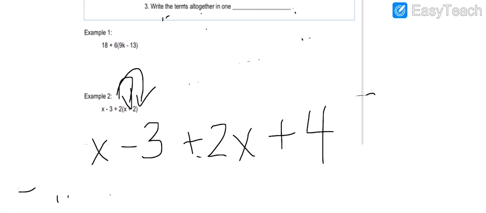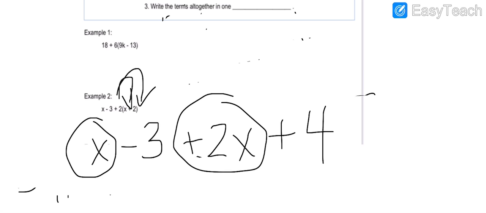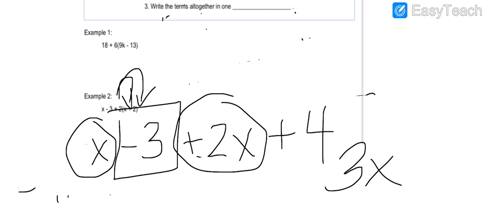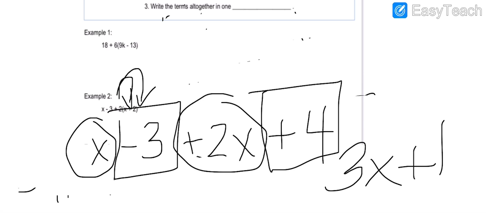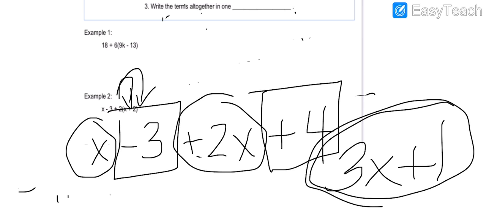So I'm going to put my x's together first. So I'm putting an x with a plus 2x or a positive 2x. So that makes a total of 3x. And I'm going to put a box around the other one. So negative 3 plus 4 or negative 3 positive 4. So that leaves me with plus 1. And that is as far as that can go. That is your final answer. I ask that you do the next 2 and get them checked.